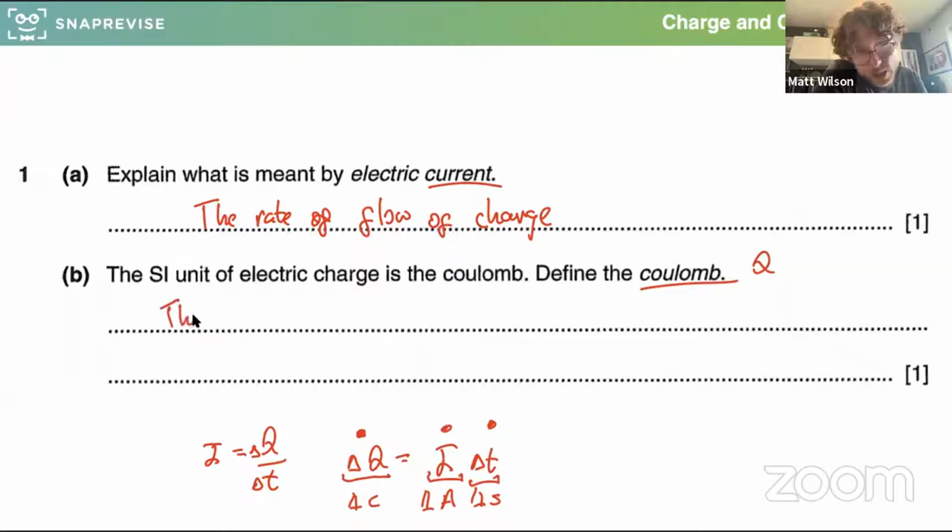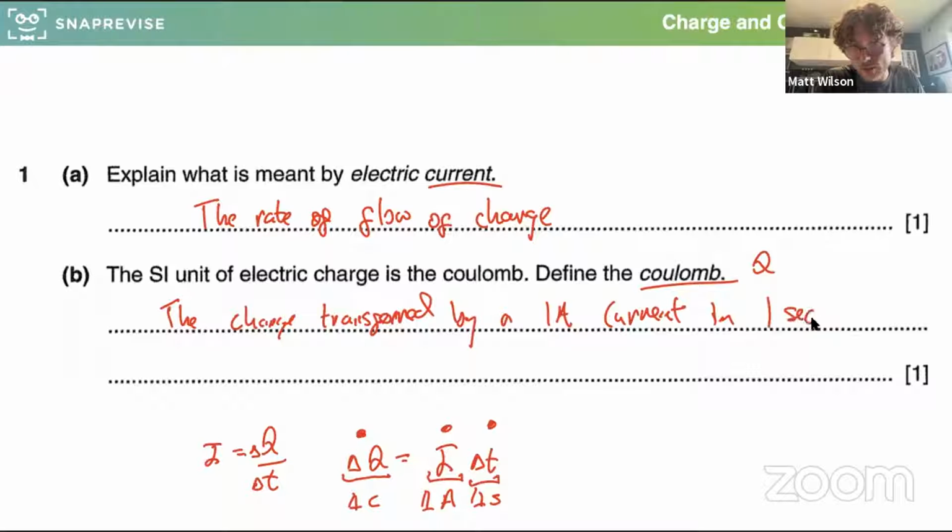So it is the charge transferred by a 1 amp current in 1 second. Okay, good.